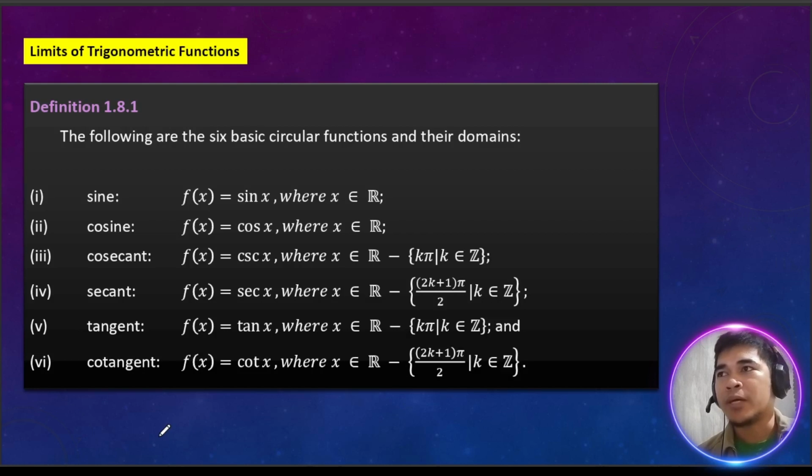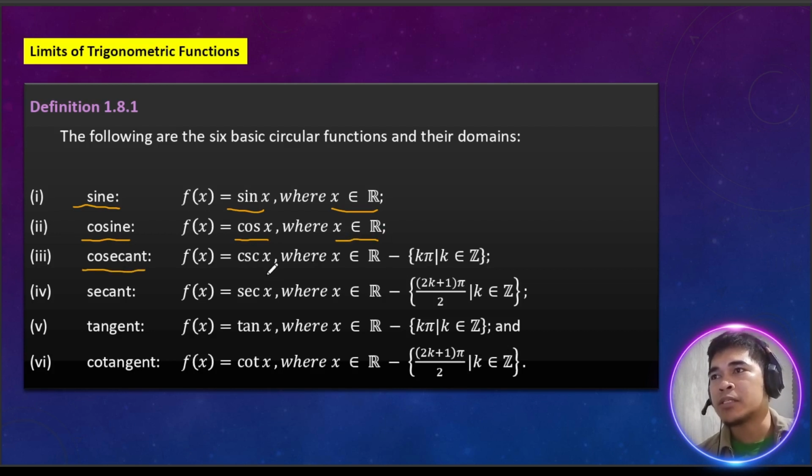Definition 1.8.1, the following are the 6 basic circular functions and their domains. We will start with sine. F of x is equal to sine x, where x is an element of the real numbers. Next, cosine. F of x equals cosine x, where x is an element of the real numbers. Cosecant. F of x equals cosecant x, where x is an element of the real numbers minus k times pi, such that k is an element of the integers.